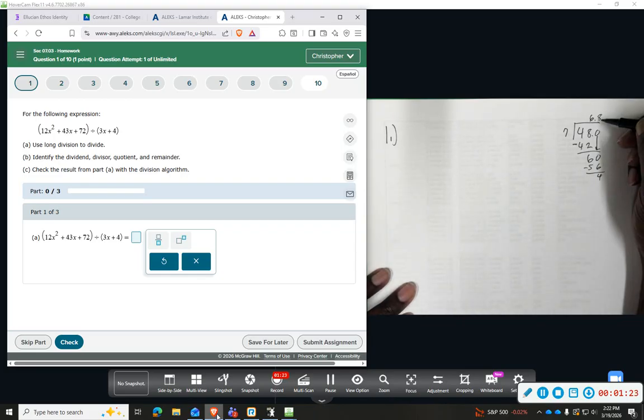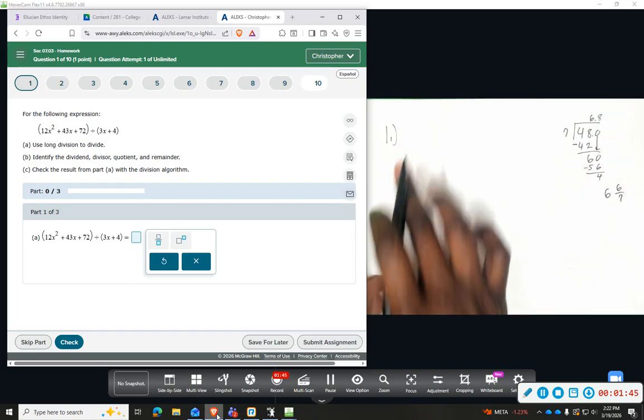But if we stopped at 6 as my whole number, and then my remainder after I had done 7 times 6 was 42, I had a remainder of 6. So I wrote it as a mixed number. I would have 6 over 7 remaining, but you can also write the decimal form. So we're going to be using that same process to do long division.